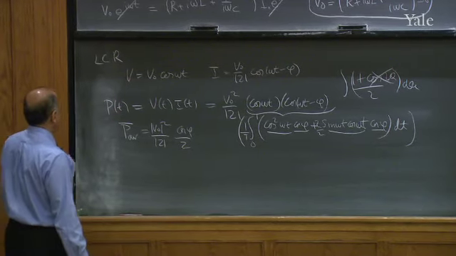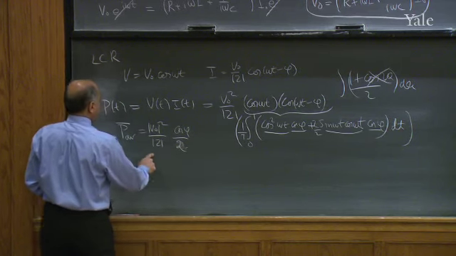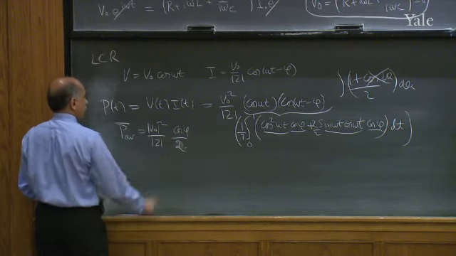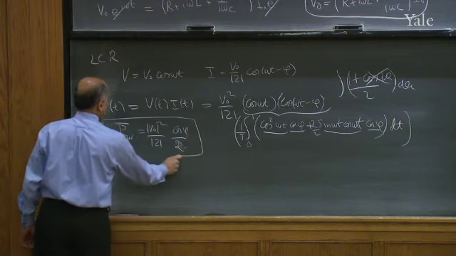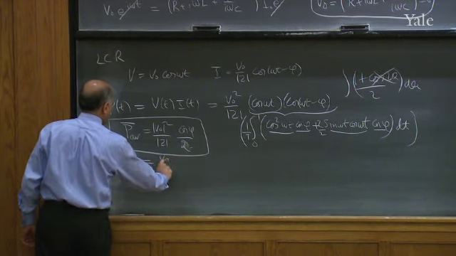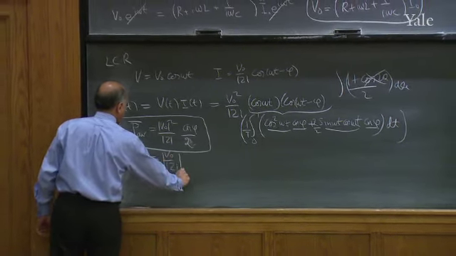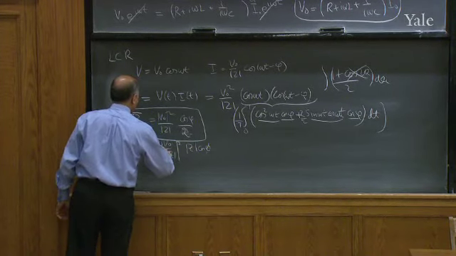So the average power in the circuit looks like 1 over 2 times V naught squared over mod Z cosine phi. That's the correct result. In fact, we can see it in another way. Let's write it as V naught over mod Z squared times mod Z cosine phi over 2.